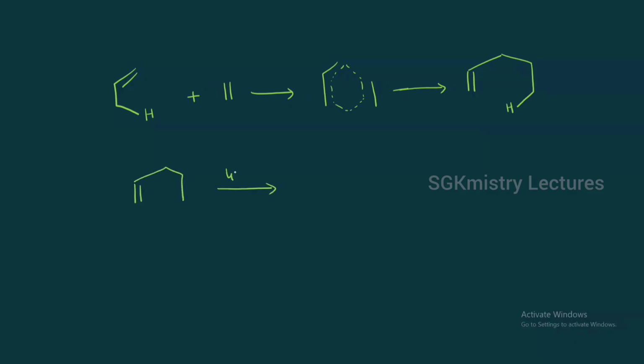Suppose you take the product and heat it at 400 degrees Celsius, you can get back the reactant, along with the enophile that you had taken. Now, intramolecular Ene reactions are also possible.